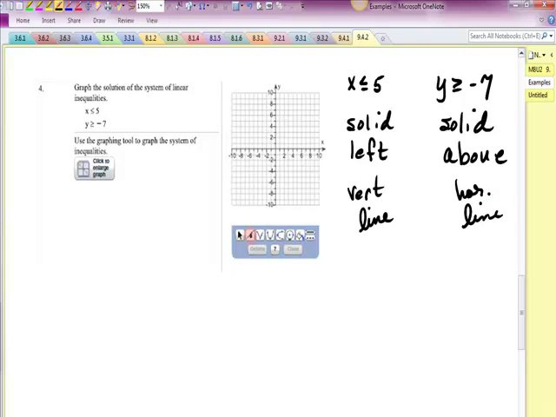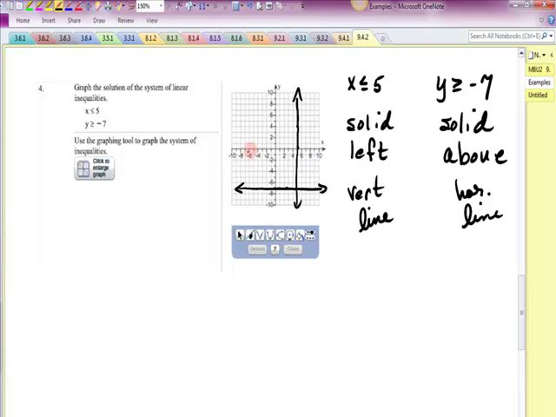So for the first one, line, solid, cuts through the x-axis at 5. So you'll click maybe there, and then any other point along that vertical line. When I shade, I will shade to the left. Then I have y is greater than or equal to negative 7. So line again, still solid. Click here, maybe click here. You will get this solid line, and you're shading above it.